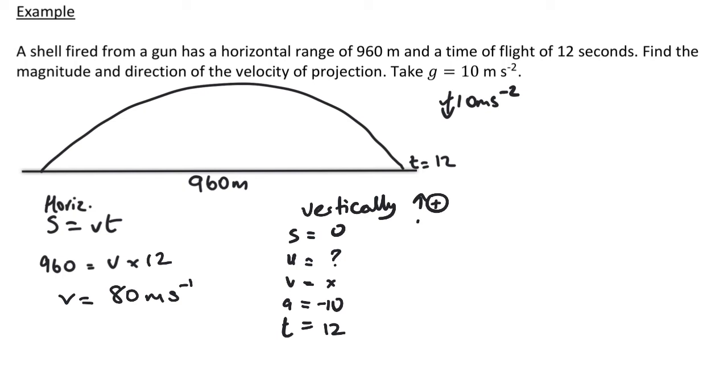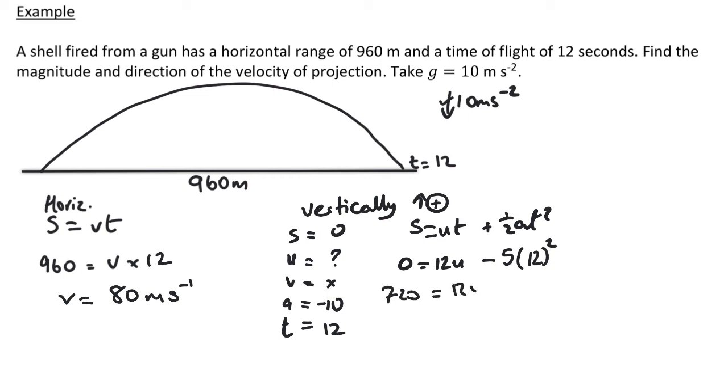So then we've got s equals ut plus a half at squared. So 0 equals 12u minus 5t squared, which is 5 times 12 squared. So 720 equals 12u, so then u equals 60 meters per second. So we've got a vertical velocity of 60 and a horizontal velocity of 80.